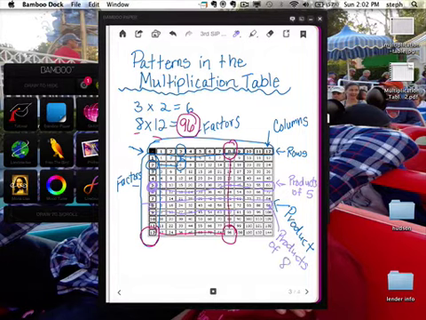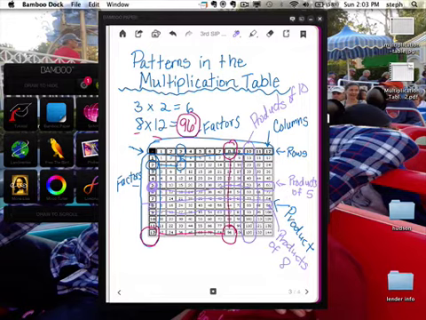And it can work for your columns too. So if I go to my 10 here and I circle that whole column, those are all products of 10. You just skip count by 10: 10, 20, 30, 40, 50, 60, and so on. So a multiplication table can come in very handy when you're looking for patterns and answers.